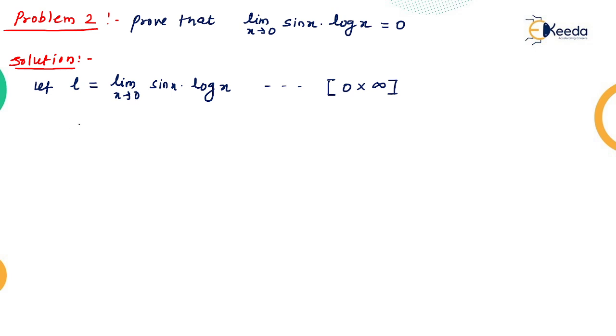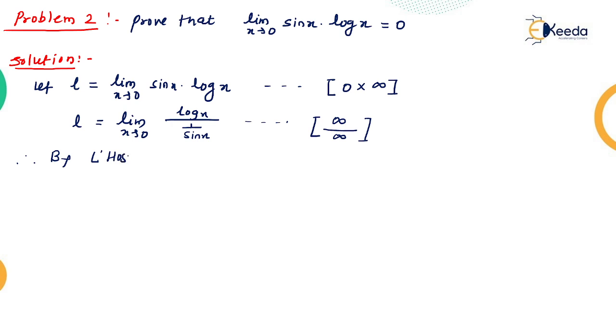So therefore I have to write the function in this way: limit as x tends to 0 of log x upon 1 upon sin x. And after that, you have to also check: when we apply the limit, log 0 becomes infinity, divided by 1 upon sin 0, which is also infinity. If there is an infinity by infinity form, we can directly apply L'Hospital rule.